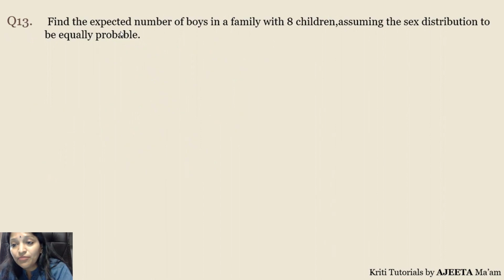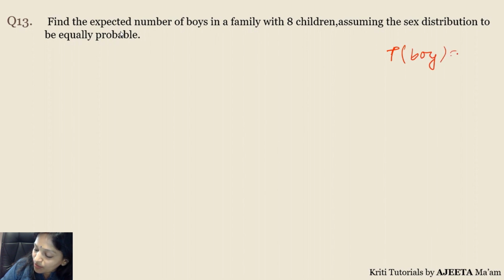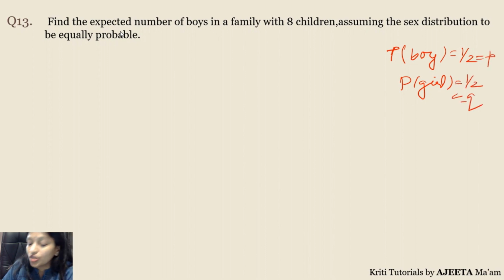Now, find the expected number of boys in a family with 8 children, assuming the sex distribution to be equally probable. That is, the probability of getting a boy in a family is 1 by 2, and the probability of getting a girl, that is not boy, is also 1 by 2. So this is your P and this is your Q. What is your N? N is given to you 8.